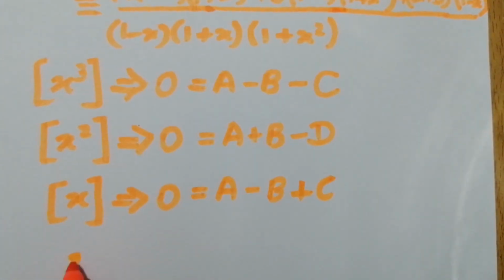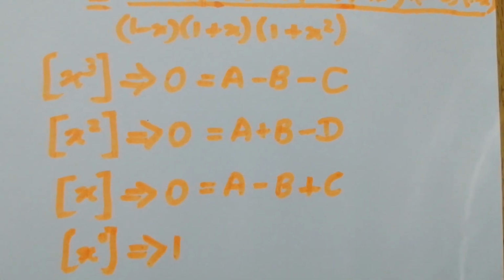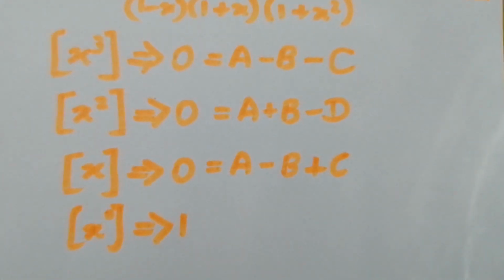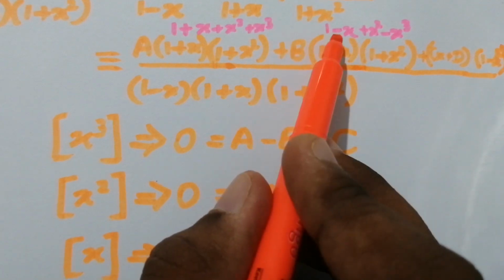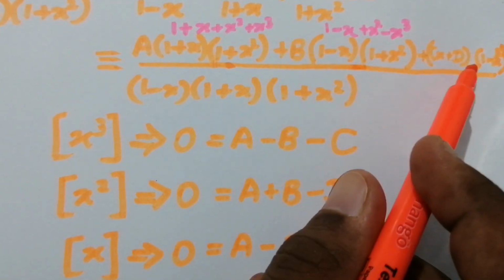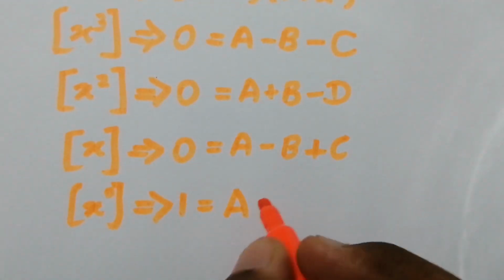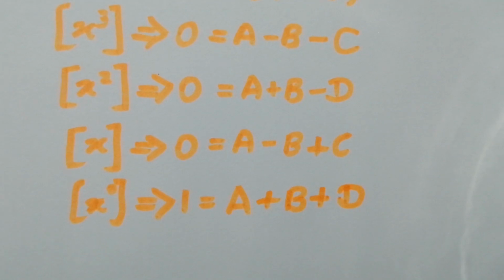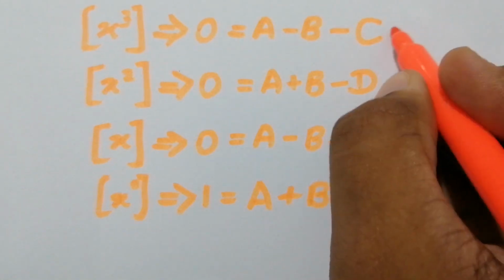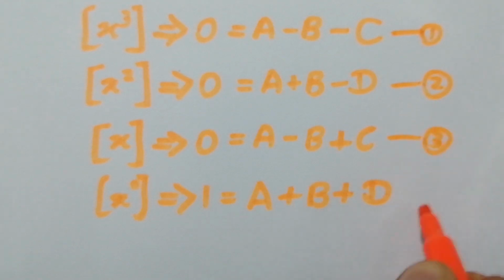If I equate the constant, the left side it is 1 equals a, here a times 1, a plus b plus d times 1, d, a plus b plus d. Here there are 4 simultaneous equations and 4 unknown terms.